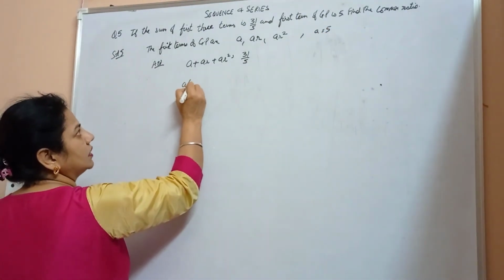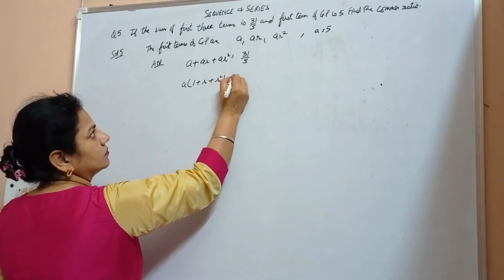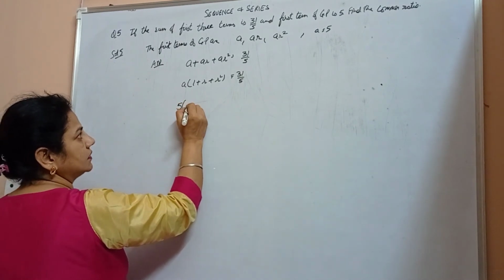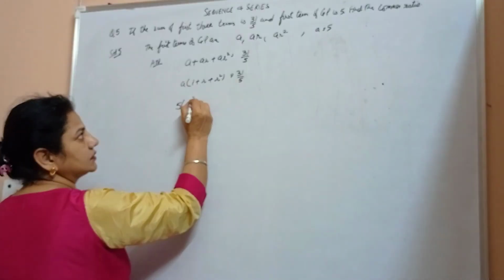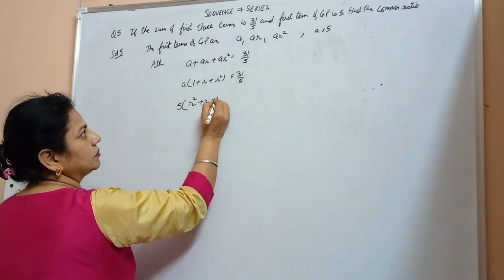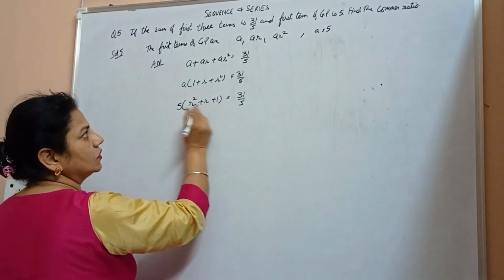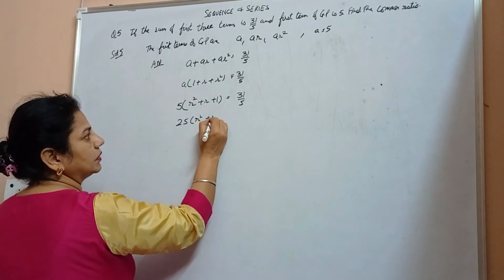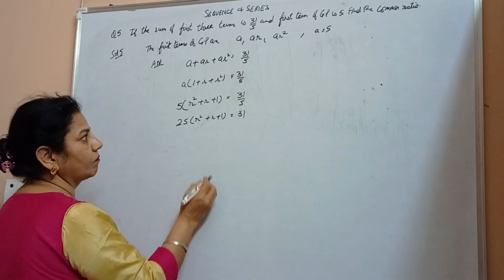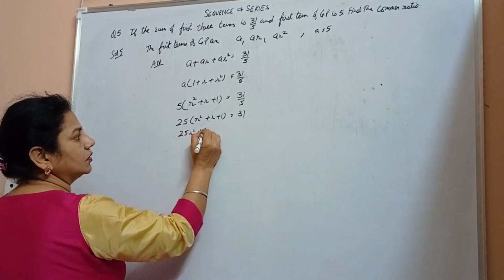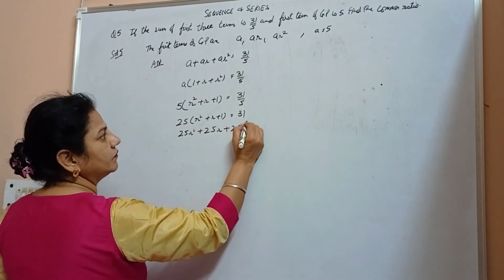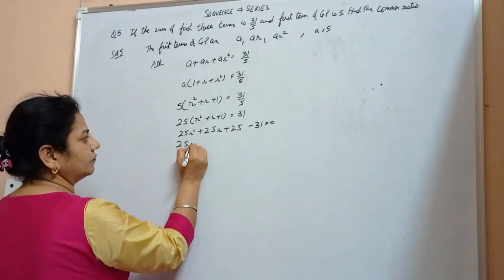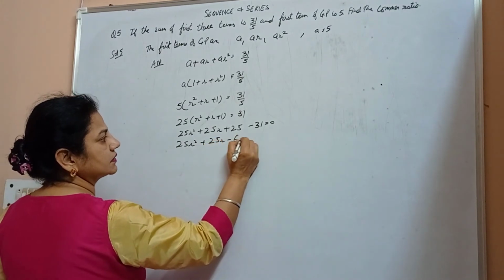I take a common, so I am left with 1 plus r plus r square is equal to 31 by 5. Substitute the value of a as 5. I write in standard form: r square plus r plus 1 is equal to 31 by 25. Cross multiply: 25 times (r square plus r plus 1) is equal to 31. Multiplying, 25 r square plus 25 r plus 25 minus 31 is equal to 0. So 25 r square plus 25 r minus 6 is equal to 0.